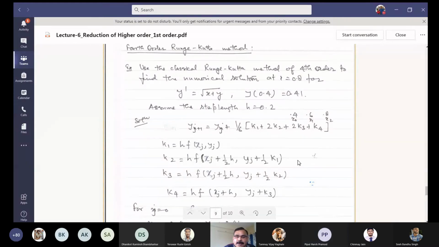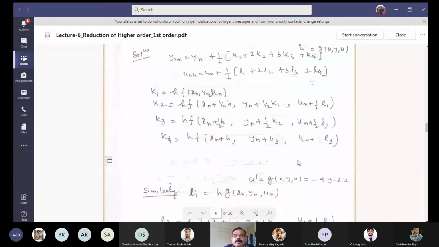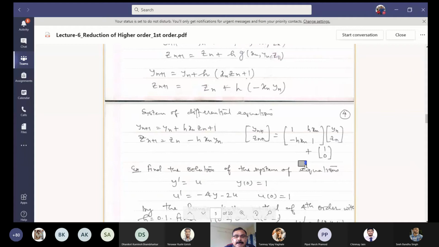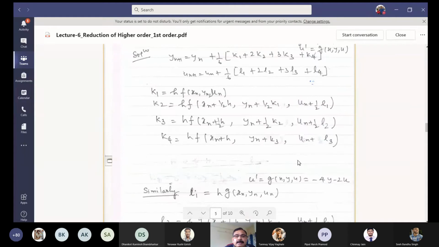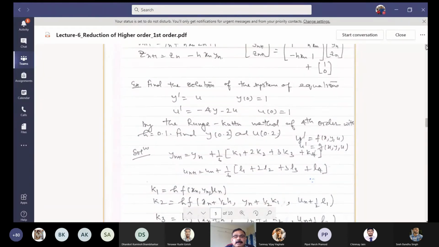So then I will go for the simultaneous equations, or apply Euler method. This you have to understand a bit. A bit of difference is there. Here it was a mistake, so I will tell the correction.